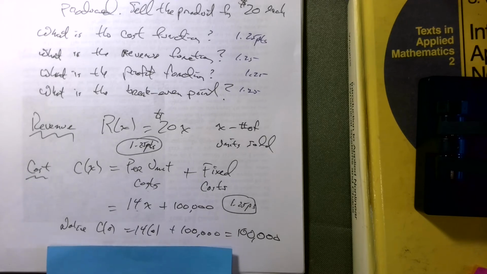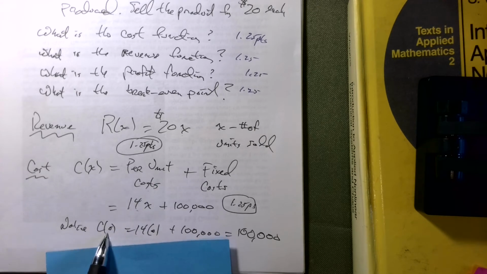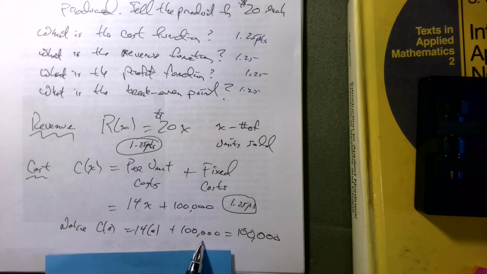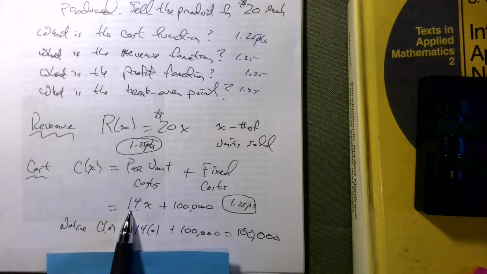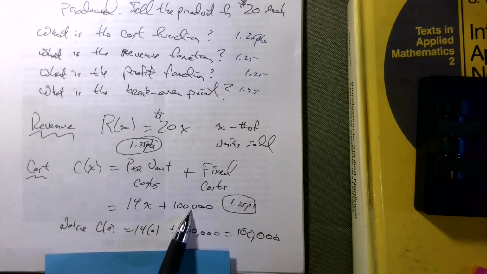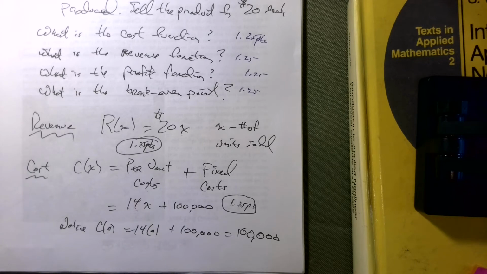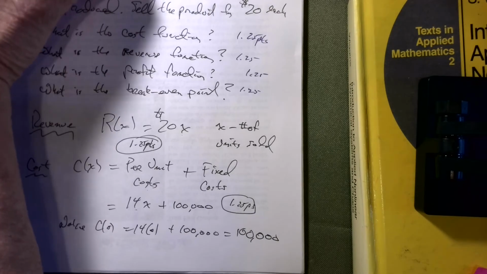And so your cost is, if you take a look at this, if x is equal to 0, in other words, you're not producing anything, you still have to cough up $100,000. So what this is saying is the 14, which is the slope, is the per unit cost. And the, quote, y-intercept is your fixed cost. So you have your per unit cost and your fixed cost. Okay, so if you get to this point right here, you get another 1.25 points.